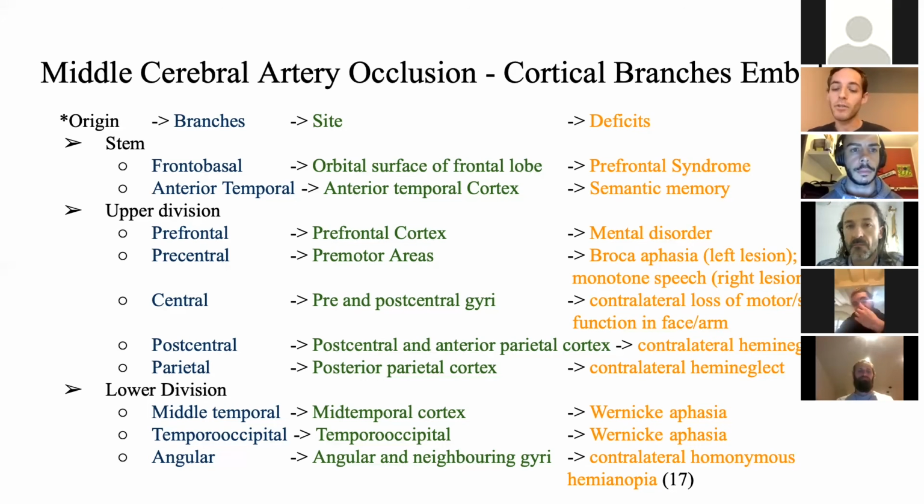And this is where, in the contralateral visual field, half of the field is unable to make out the little details. On the lower division, we have the middle temporal. The middle temporal goes to the middle temporal cortex and the temporo-occipital to the temporo-occipital area. Both result in Wernicke's aphasia, which is being unable to comprehend speech. And lastly, the angular goes to the angular and neighboring gyri, which will result in contralateral homonymous hemianopia. This is where half of the visual field is affected in both eyes, on the opposite side.